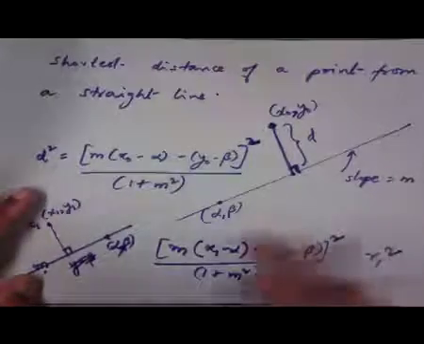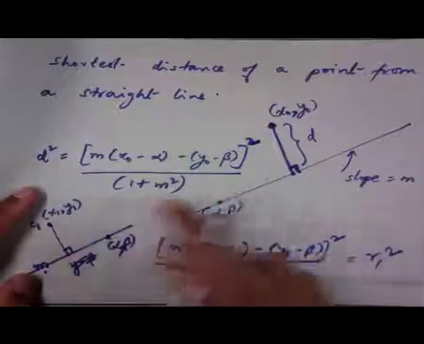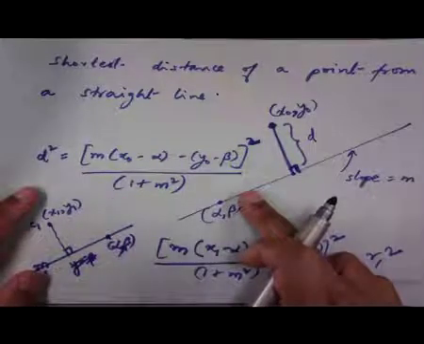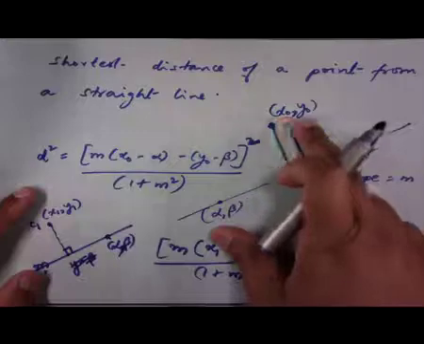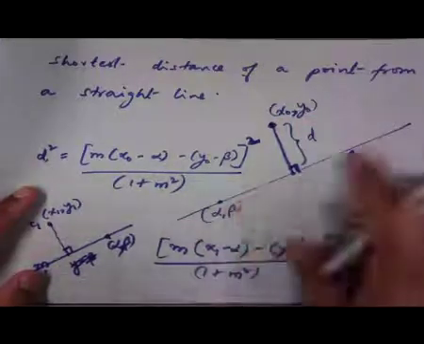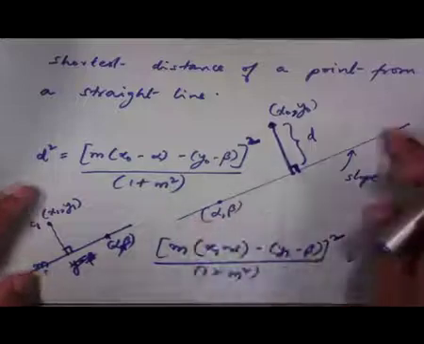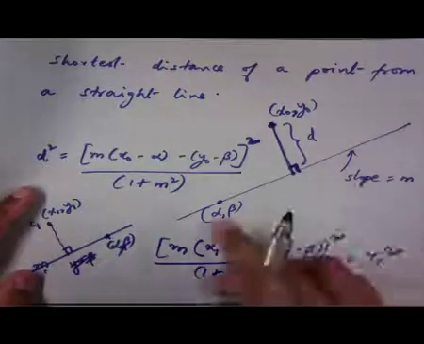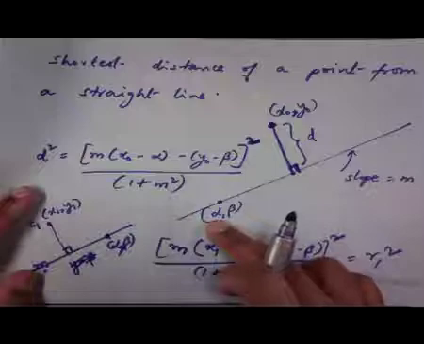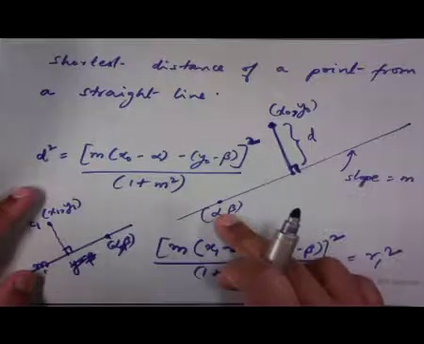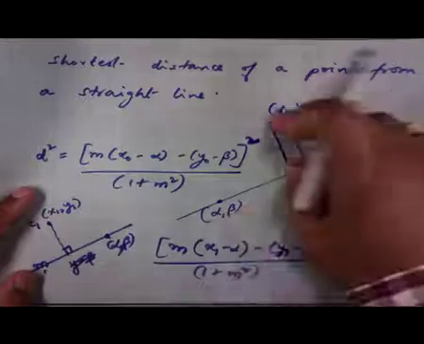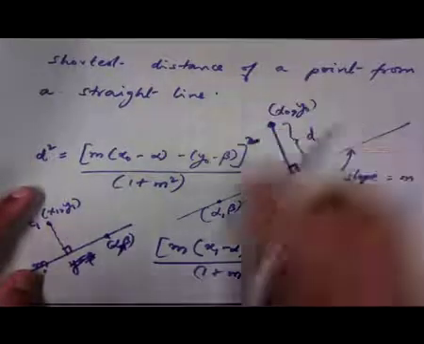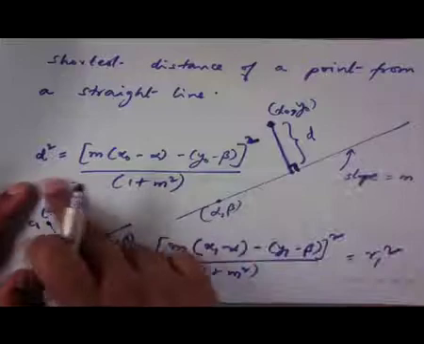Again, if we go back to one of the slides in the previous lecture, we have derived the formula for the minimum distance of a given point x naught, y naught from a given straight line. This straight line has slope m and passes through a given point alpha, beta. Then the squared minimum distance of this point from this straight line is given by this expression. So, we will again use that expression.